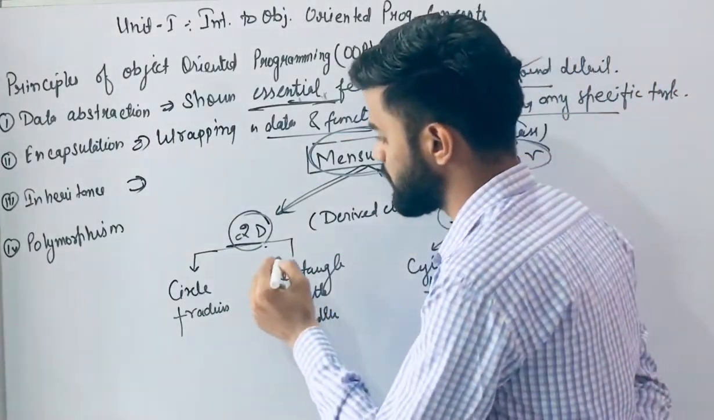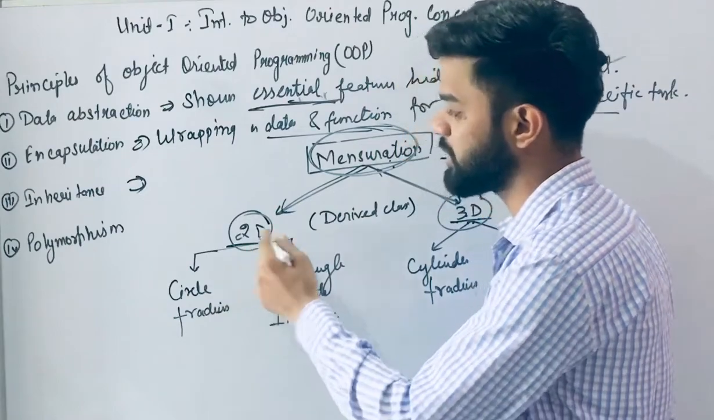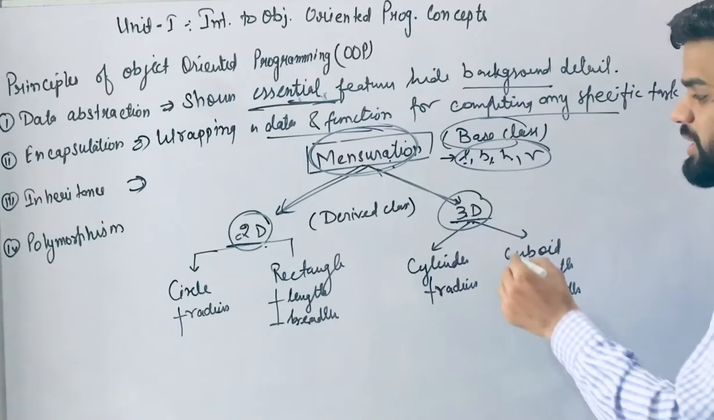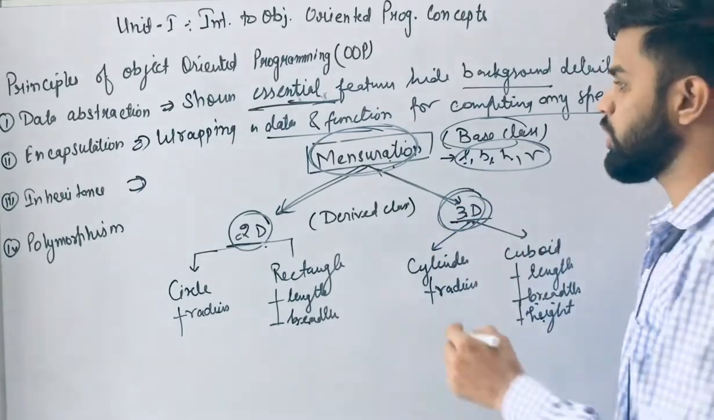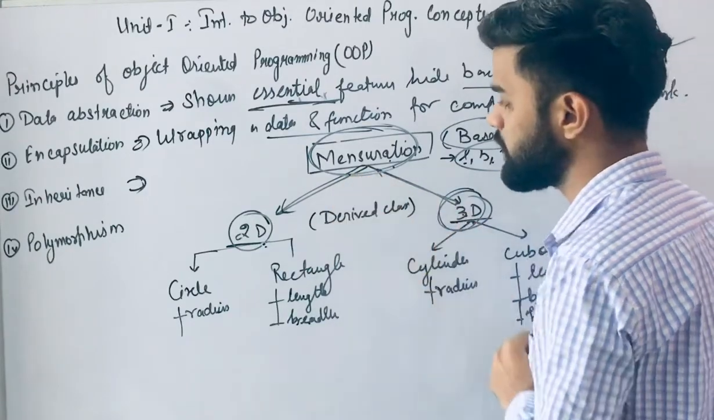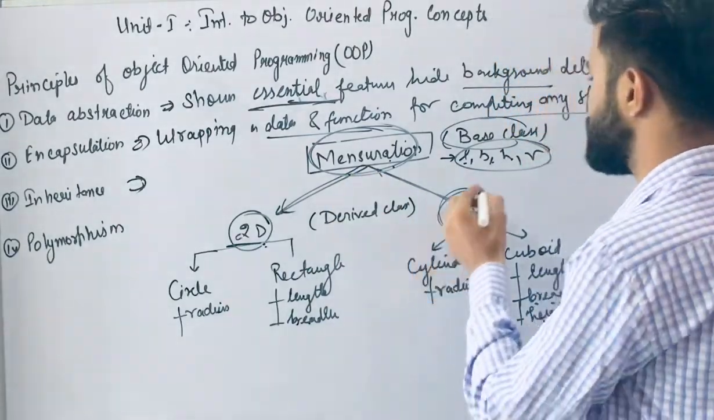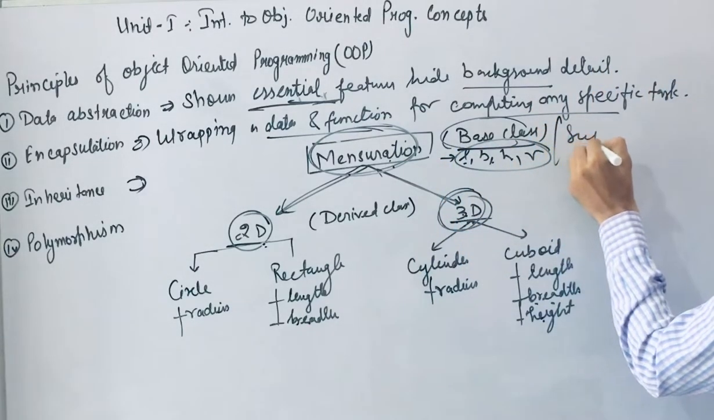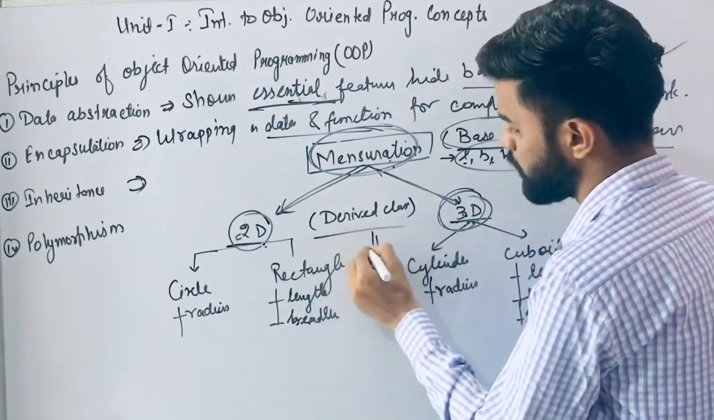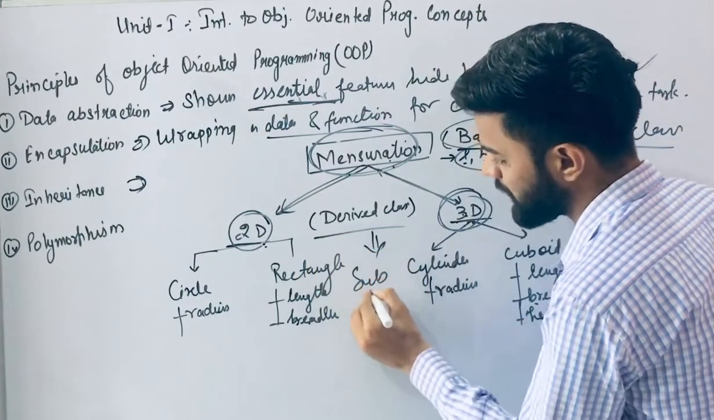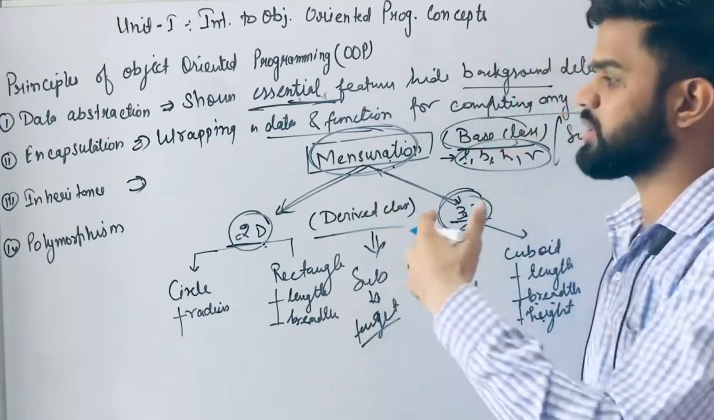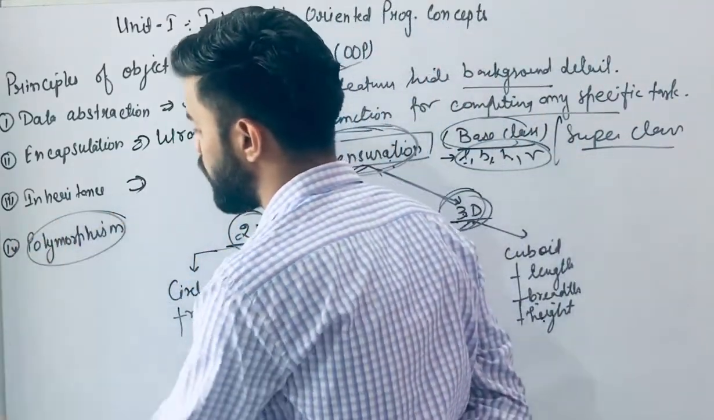Now we can do all tasks related to length, breadth, radius under 2-dimensional, and if we want to complete any task with length, breadth, height and radius, then we need to use 3-dimensional. So both inherit mensuration properties. Clear? We can also say that it is a base class or super class, and derived classes are also known as subclass or target class. And the last is polymorphism.